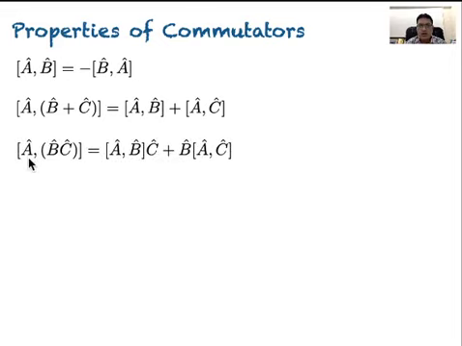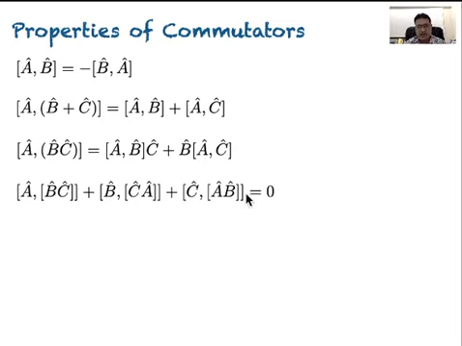Now, if I have a commutator of A with the product BC, remember orders matter, then it will be equal to the commutator of A with B times C, plus B times the commutator of A with C. This is the third property. Now the fourth property is the cyclic property. Based on this and these two relations, you can show that [A,[B,C]] plus [B,[C,A]] plus [C,[A,B]] is equal to 0. You can verify this using the third one and the first one, that this cyclic relation is fulfilled.